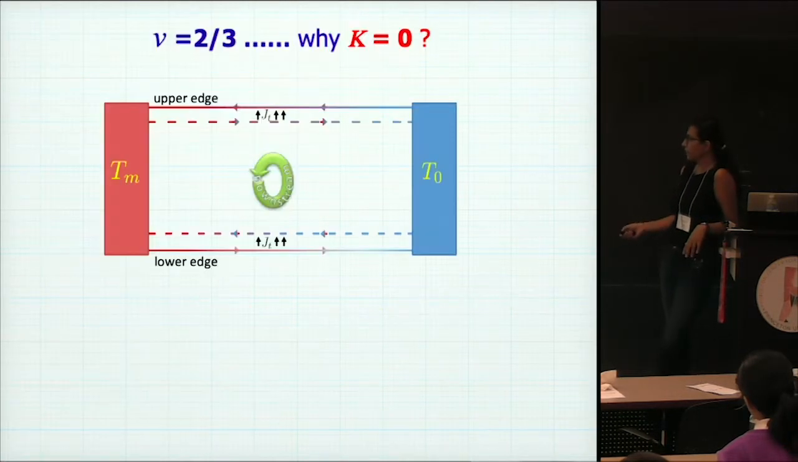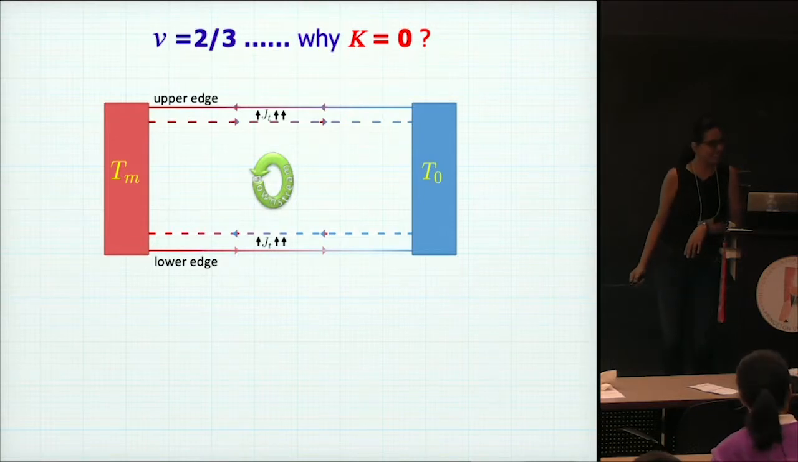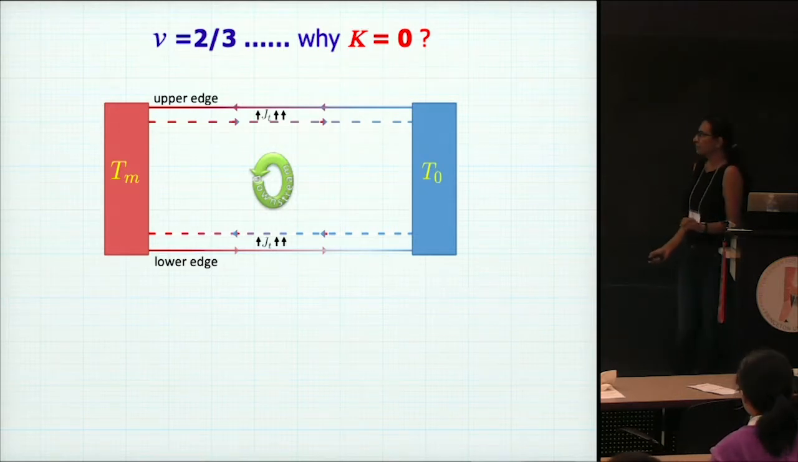Does that mean that when it's negative, the charge current is going along one part of the edge, while the heat current is flowing along the other part? Yes, yes, exactly. Sort of a charge-heat separation. Yes, in a way.